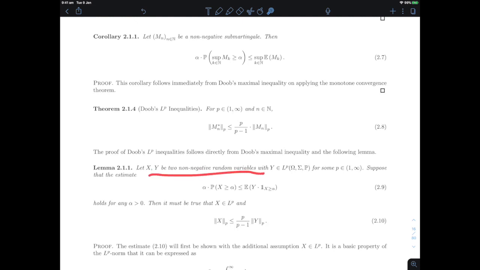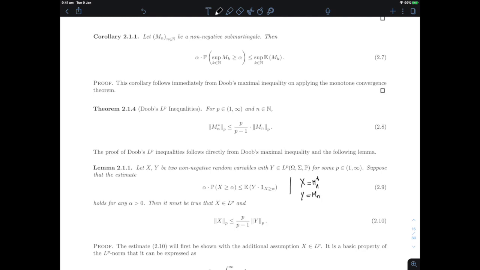If you have two non-negative random variables, and one of them is in Lp for some p. You can take p equal 2 in all of that if you want, if you don't want to deal with more general Lp spaces. And you have an estimate of alpha times the probability of X being greater than alpha, and it's controlled by this particular kind of quantity. So notice that this statement is exactly meant to apply the maximal inequality we've proven with X equal Mn star and Y equal Mn, right? That's exactly what we're going to apply the lemma with.